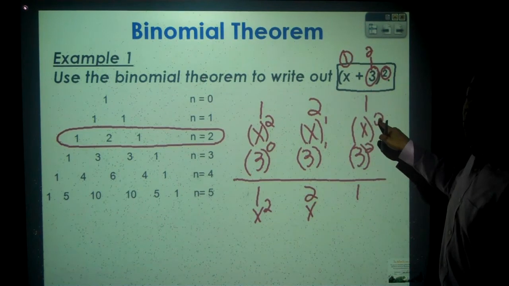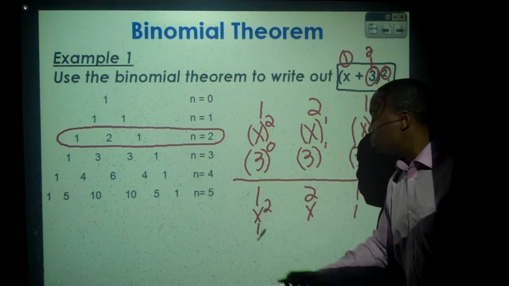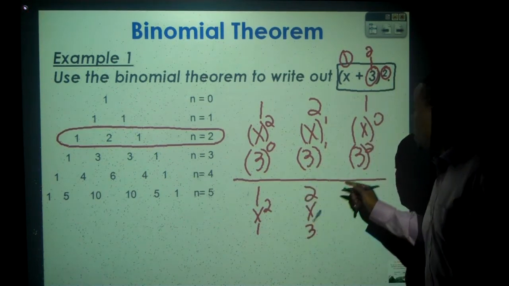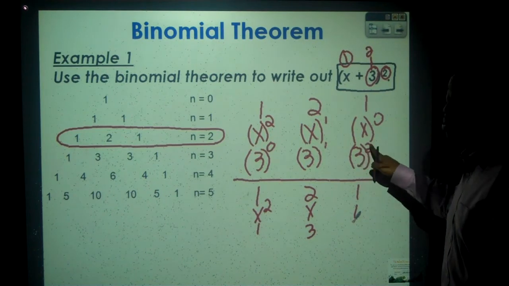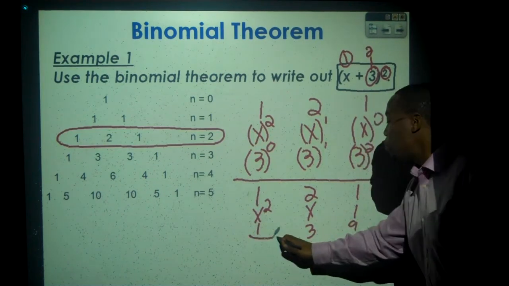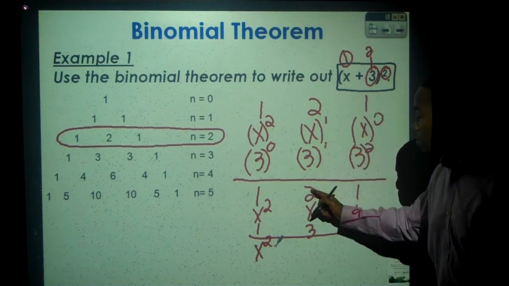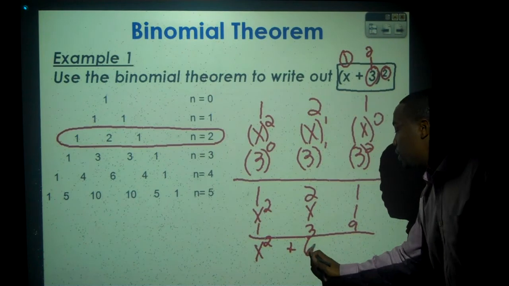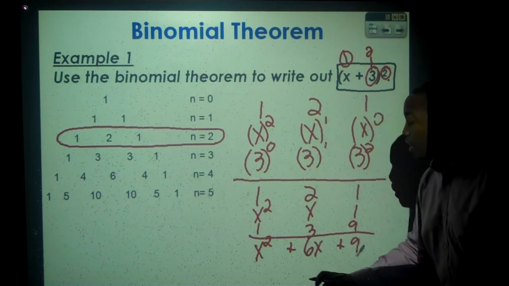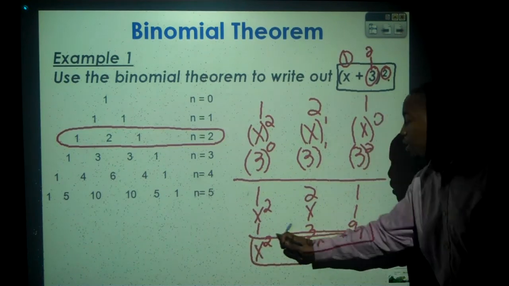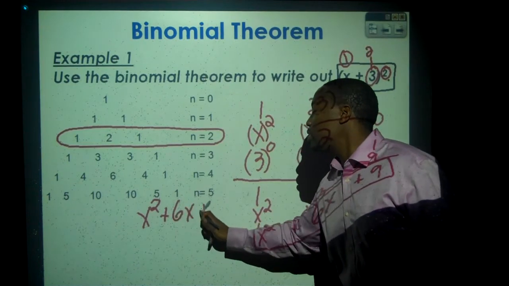x to the 0 power, like we said earlier, would just be 1. Okay? 3 to the 0 would just be 1. 3 to the 1 would be 3. 3 to the 2 would be 3 squared, not 3 times 2, but 3 squared would be 9. Now if we multiply this straight down, x squared, multiply this, I get positive 6x. Multiply this down and get positive 9. Now that's our answer. Our answer will be x squared plus 6x plus 9.